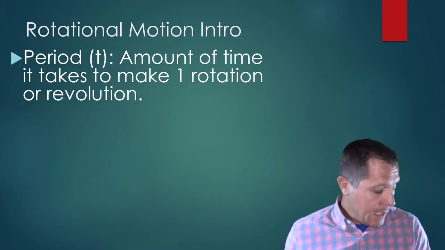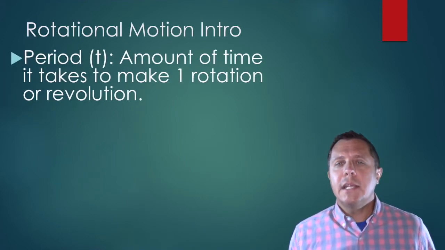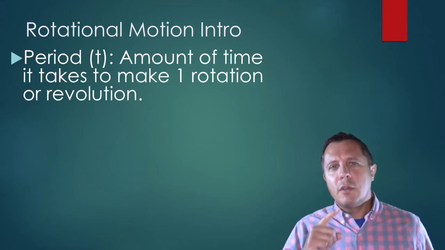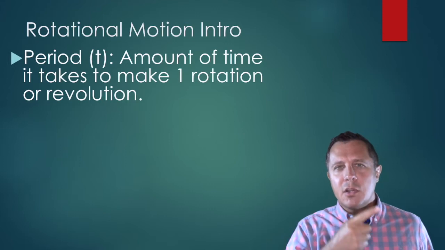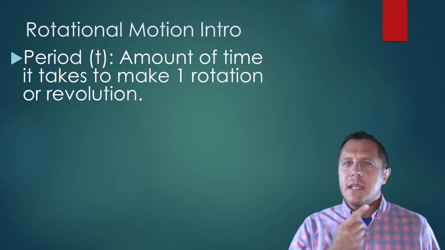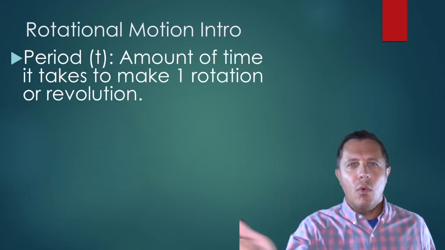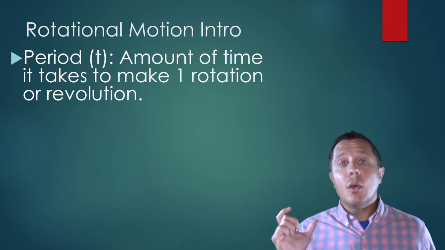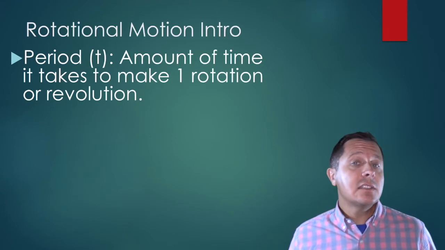First one would be period. Period is the time it takes any object to make one complete revolution. So if you have something that's spinning in a circle, the time it takes for that object to make one full revolution is its period. We are going to measure period in seconds.